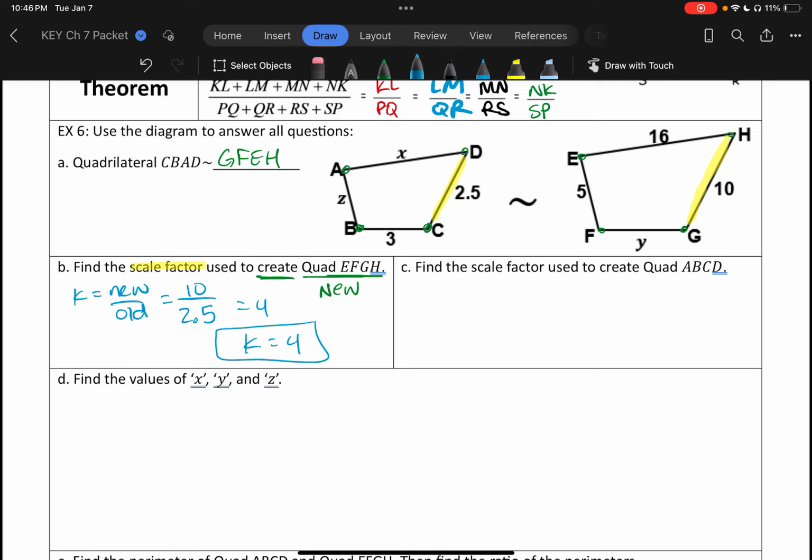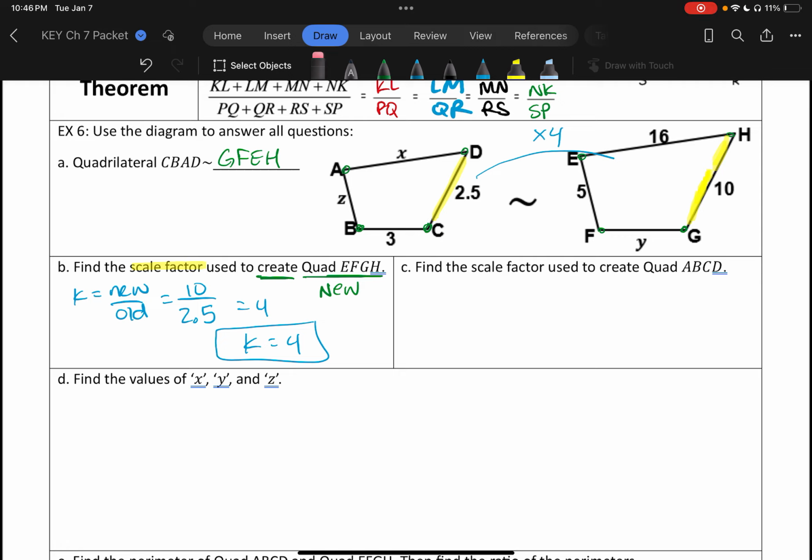Remember that the scale factor, yes, is new over old, but it tells you the change in dimensions. So from here to here, what am I doing? I'm multiplying by 4. 2.5 times 4 is where we get the 10 from. We can use that information to help us find the other missing values in a little bit.